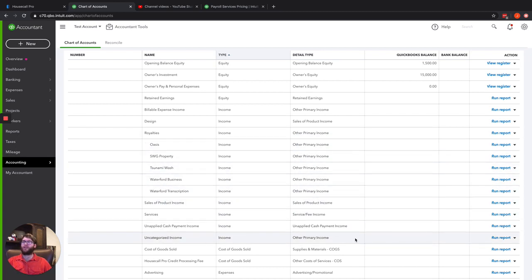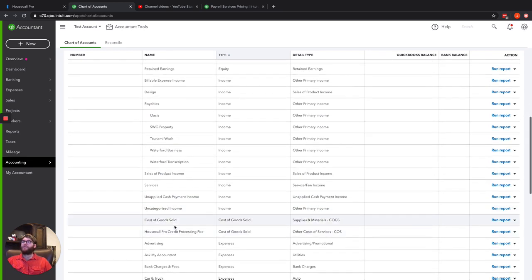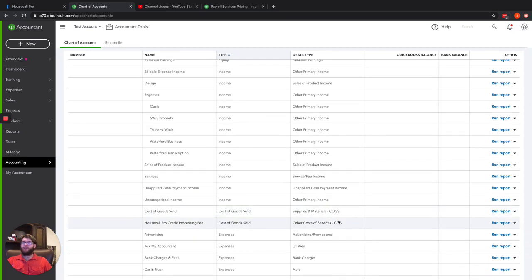Once again, you're going to see uncategorized income. It has to be there. We can't get rid of it. Down below, you're going to see cost of goods sold. I'm going to do a different video about cost of goods sold, because cost of goods sold gets confused a lot. But the basic thing of cost of goods sold is going to be any expense that is job specific. Look out for another video that's going to go into more detail there.